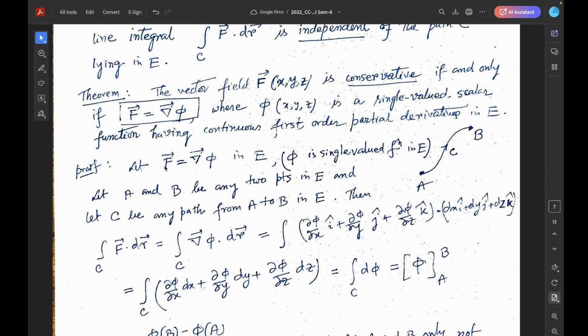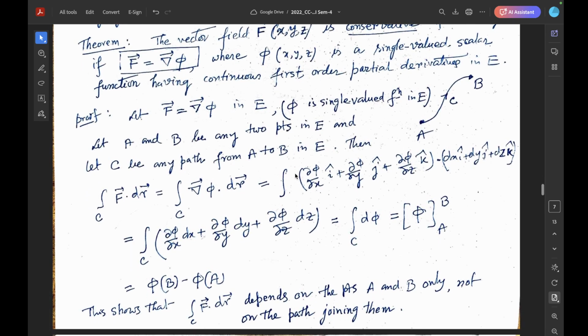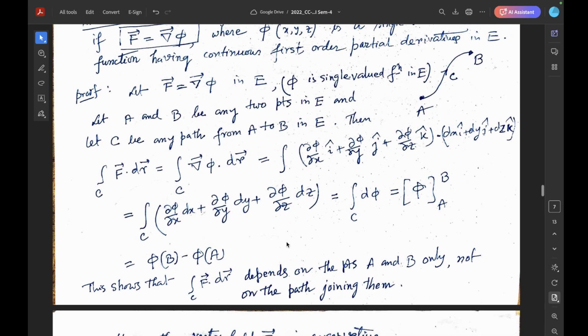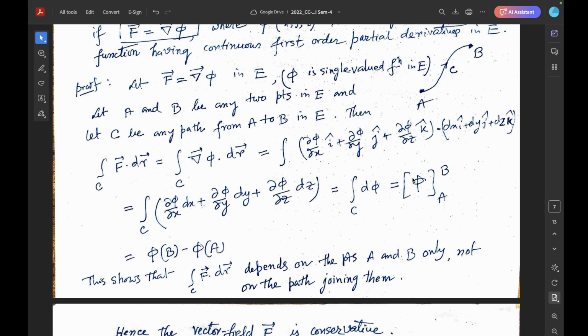So first we choose F equal to grad phi in E, where phi is a single valued function in E, and let A and B be any two points in the region E, and C any path joining the points A and B. Then the integral over C of F vector dot dr vector equals the integral of grad phi dot dr over C. Now grad phi is del phi del x i cap, del phi del y j cap, del phi del z k cap, dot dx i cap, dy j cap, dz k cap. So we get the integral of d phi, which is phi at A to B, that is phi(B) minus phi(A).